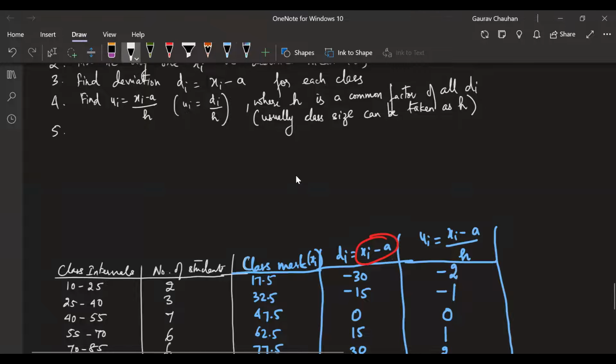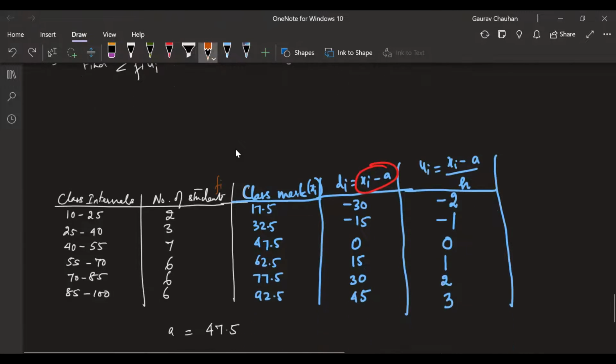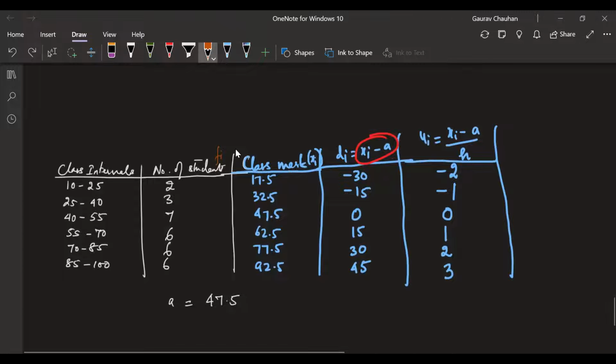Fifth step. This time you're going to find sigma fi into ui. The first time, in the direct method, you did fi into xi. In the assumed mean method you did fi into di. This time you're going to do fi into ui. So first we have to find fi ui, that is basically frequency multiplied by this ui thing.